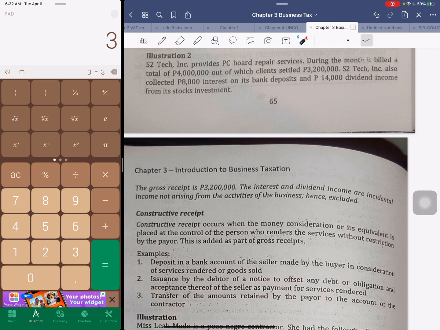Number 3, transfer of the amounts retained by the payer to the account of the contractor.